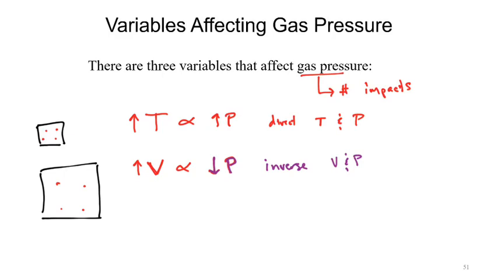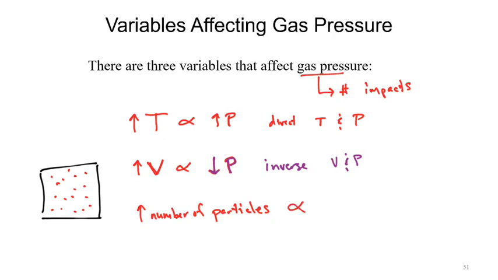The last one, as we started to allude to, what happens if I add more particles to that container? Notice now in this situation, I'm not changing the volume. It's the same size box. So if I increase the number of particles, and God, I wish there was a shorter way to write out the number of particles. Hold that thought. How is that going to relate to the pressure? Well, the pressure will also increase. More particles means more times the sides of that container are going to be hit, so we get a direct relationship here.